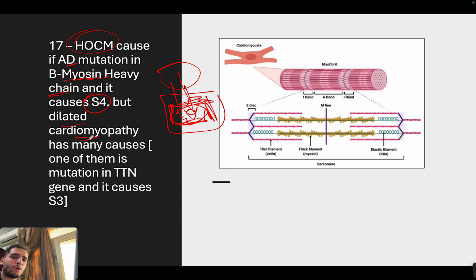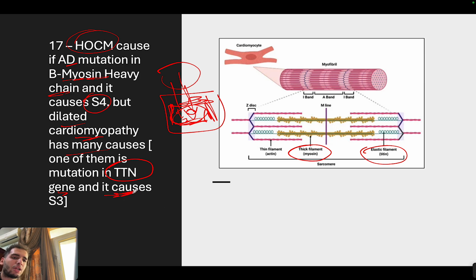Now, dilated cardiomyopathy, on the other hand, has many causes. Maybe pregnancy, maybe alcohol, okay? A lot of causes. But one of them is a mutation in the titin gene and the titin protein, which is this protein here. And this is different from HOCM, which would be myosin heavy chain, okay?